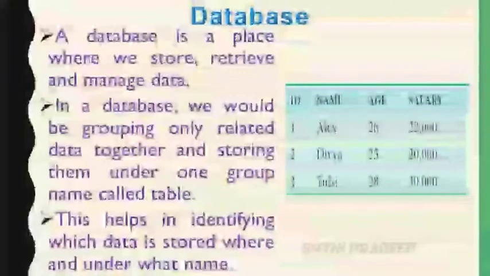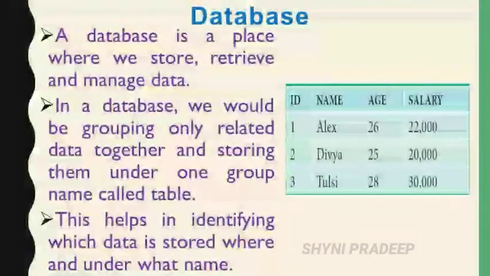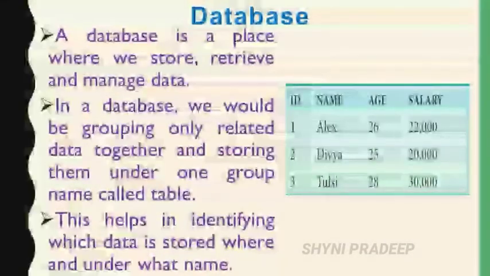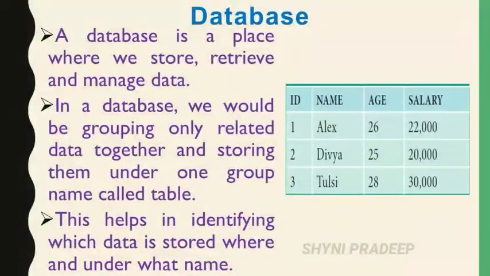What do you mean by database? A database is a place where we store, retrieve and manage data. In a database, you can store and manipulate the data. In a database, data will be arranged in the form of tables. This helps in identifying which data is stored where and under what name. See here, this is the example. The data will be arranged like this.